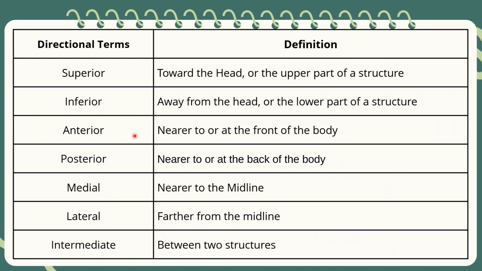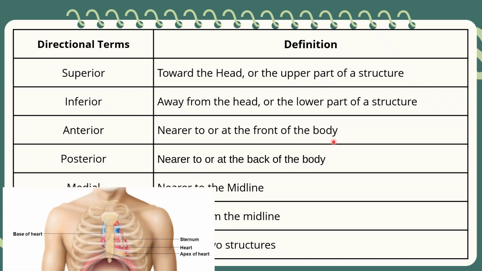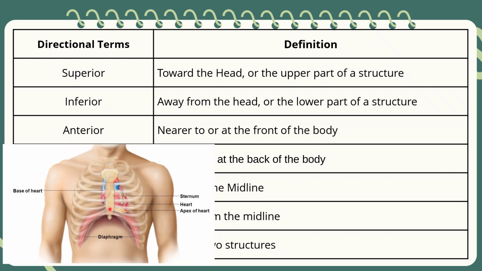Next term, that is the anterior, means nearer to or at the front of the body. For example, we can say the sternum is anterior to the heart. So this is the sternum and this is the heart. Heart is inside and sternum is at the outside position or at the front of the heart. So we can say the sternum is anterior to the heart.